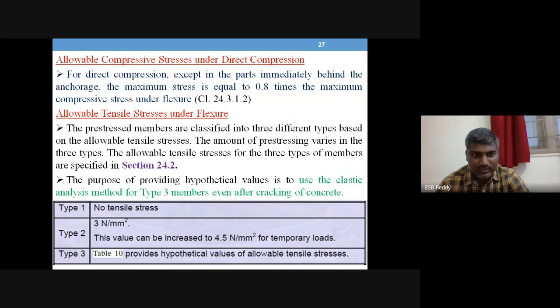And pertaining to tensile stresses, there are three types of members we have in this category. Where you don't allow any tensile stresses, that is type 1 pre-stressed concrete member, and then type 2 pre-stressed concrete member, where we permit a very little value of tensile stress to develop, that too without cracking, and type 3 members are cracked members, where we permit the cracking.